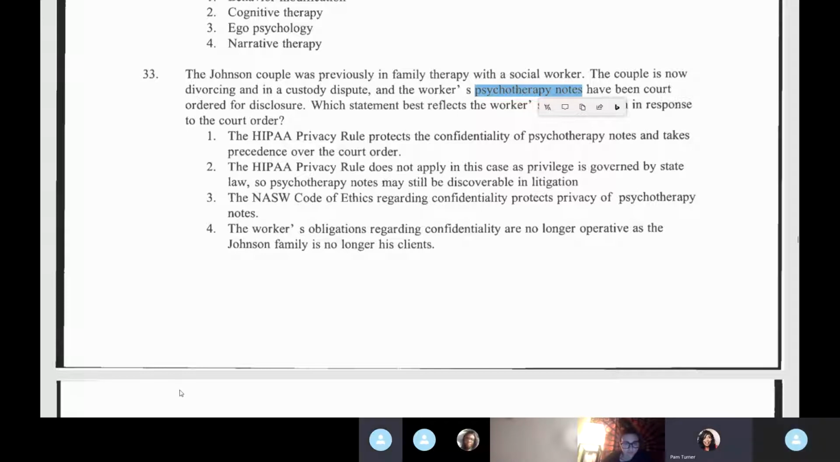No, they are not. They're kept separate. So in this case, the judge specifically asked that the psychotherapy notes be court ordered. Most often they're separate, and if the court order does not request them specifically, you do not send the psychotherapy notes. So they're always kept separate.